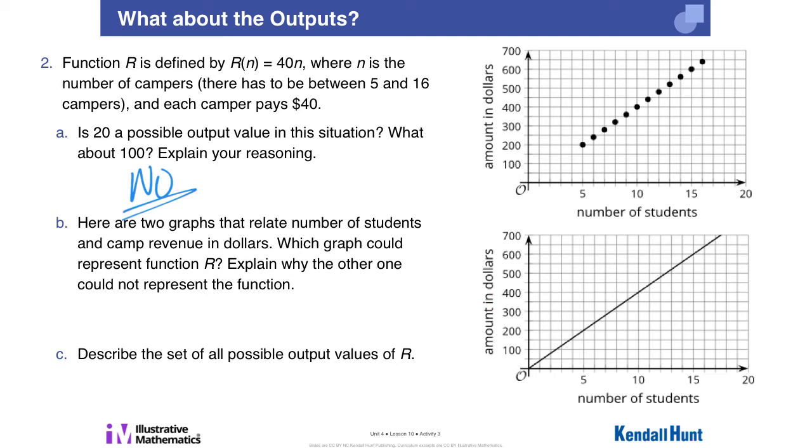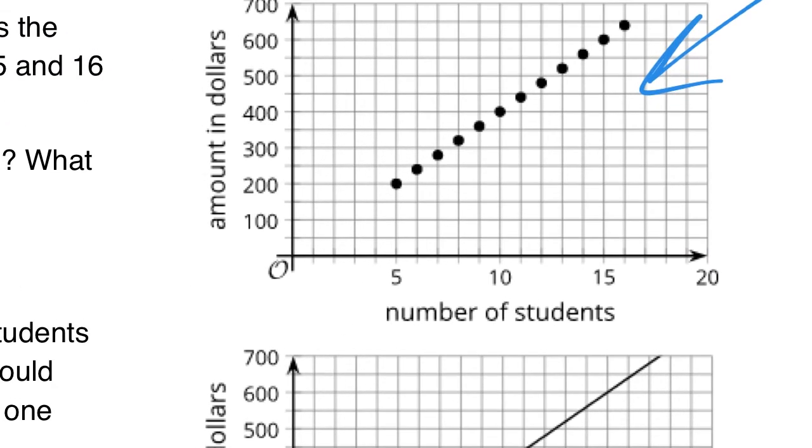Which one could represent function r? The best answer here is going to be this graph right here. This best shows function r because we can't have any values of money that are between the numbers of campers. So for example, if I have 5 campers, I'm going to make $200. If I have 6 campers, I'm going to make $240. I can't be making anything in between here because I can't have partial numbers of campers.